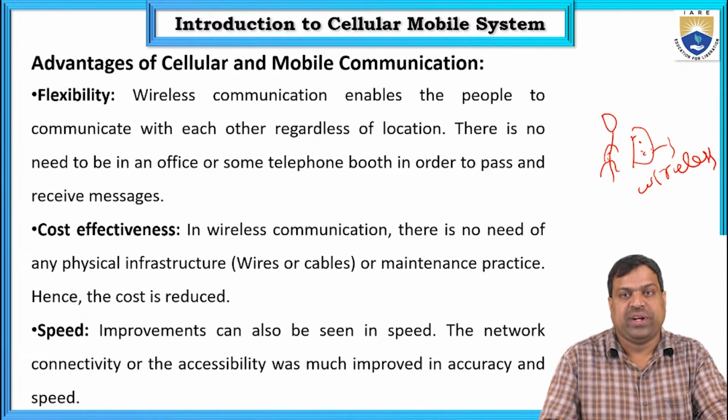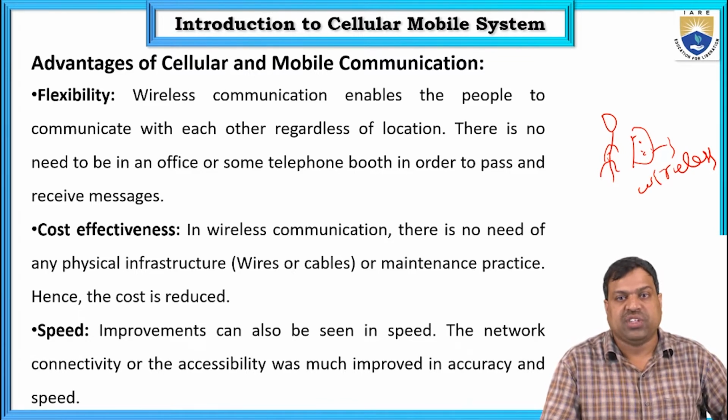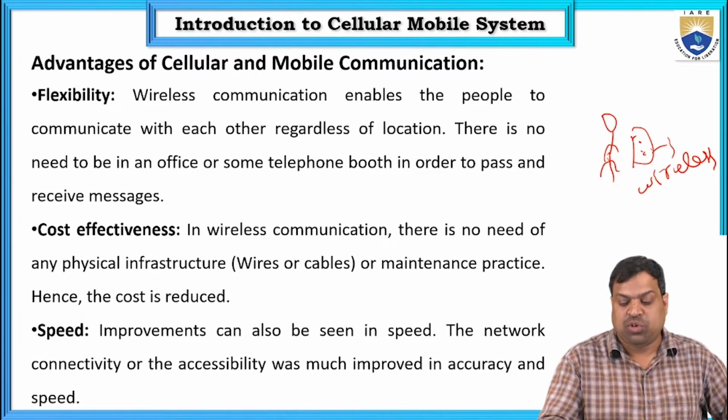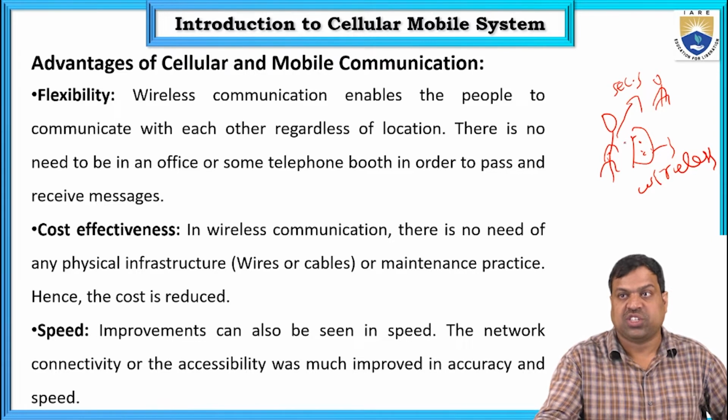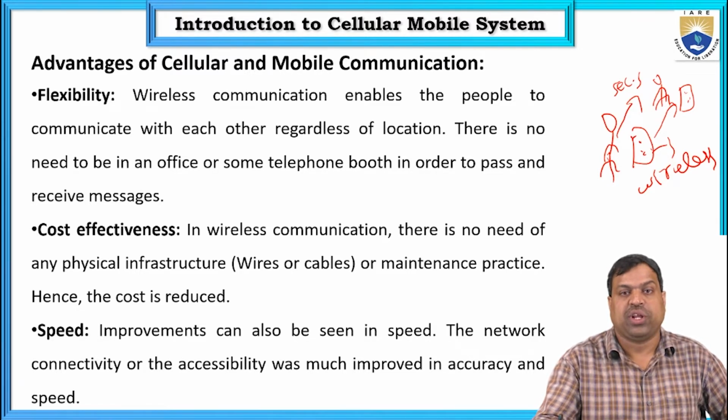And what about the speed? Speed is one of the advantages of cellular mobile communication. Improvements can also be seen in speed. The network connectivity and accessibility were much improved in accuracy and speed. Suppose from source to destination, the person will be communicated within seconds. From this phone to another phone, transmitter to receiver, within a fraction of a second the communication is passed. So that is the speed of the communication system.